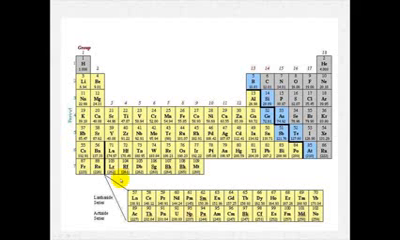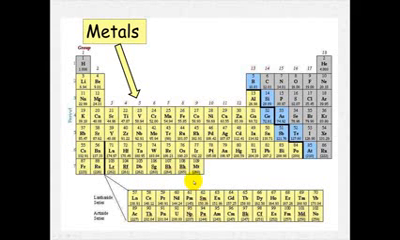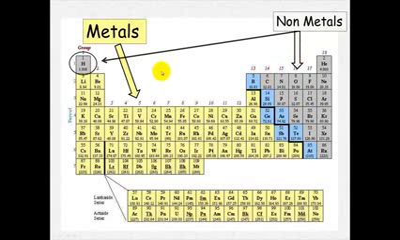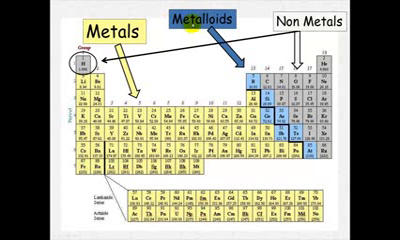When you look at the periodic table, you'll notice that the majority of elements are metals, and these are all the ones in the yellow. The ones in the grey over here on the right hand side are the non-metals, and don't forget hydrogen in group 1 is also a non-metal. And on the staircase here, separating the metals and the non-metals, we have the metalloids.